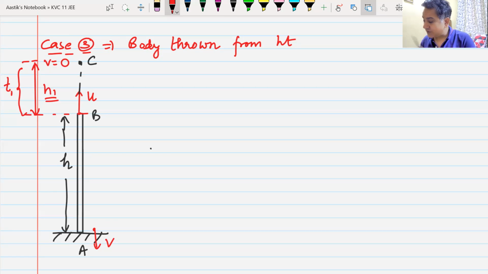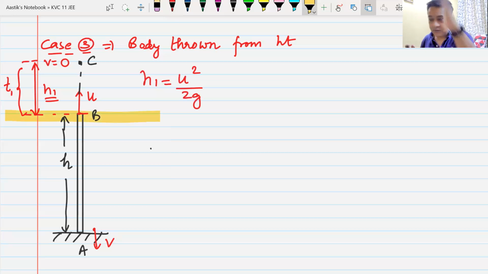How will you get the height h1? H1 will be equal to u square by 2g. Do we understand this? Because this is a simple case. If you just take this thing off, cut this out, this is simple. Body thrown up, yes or no?